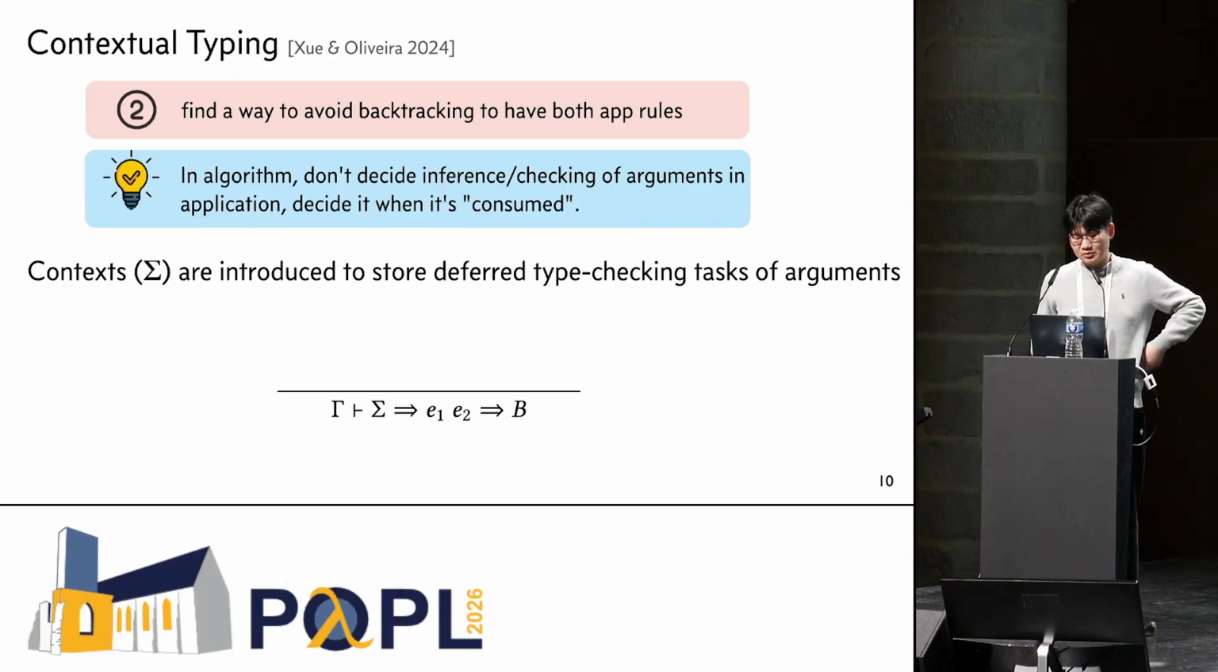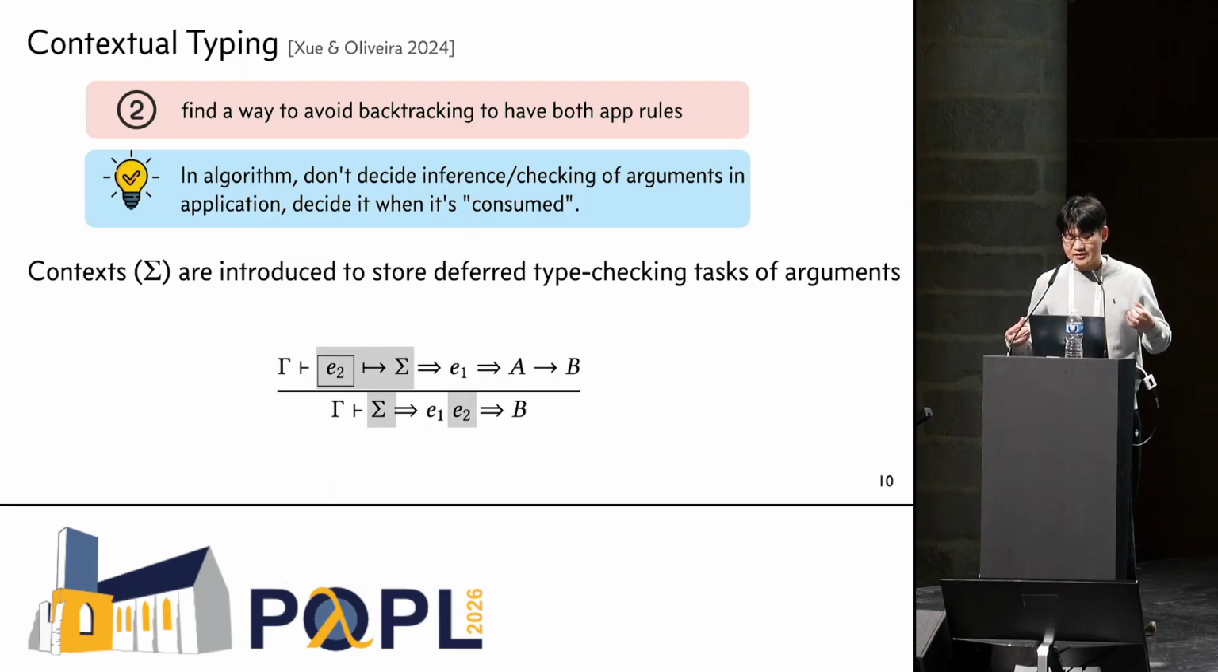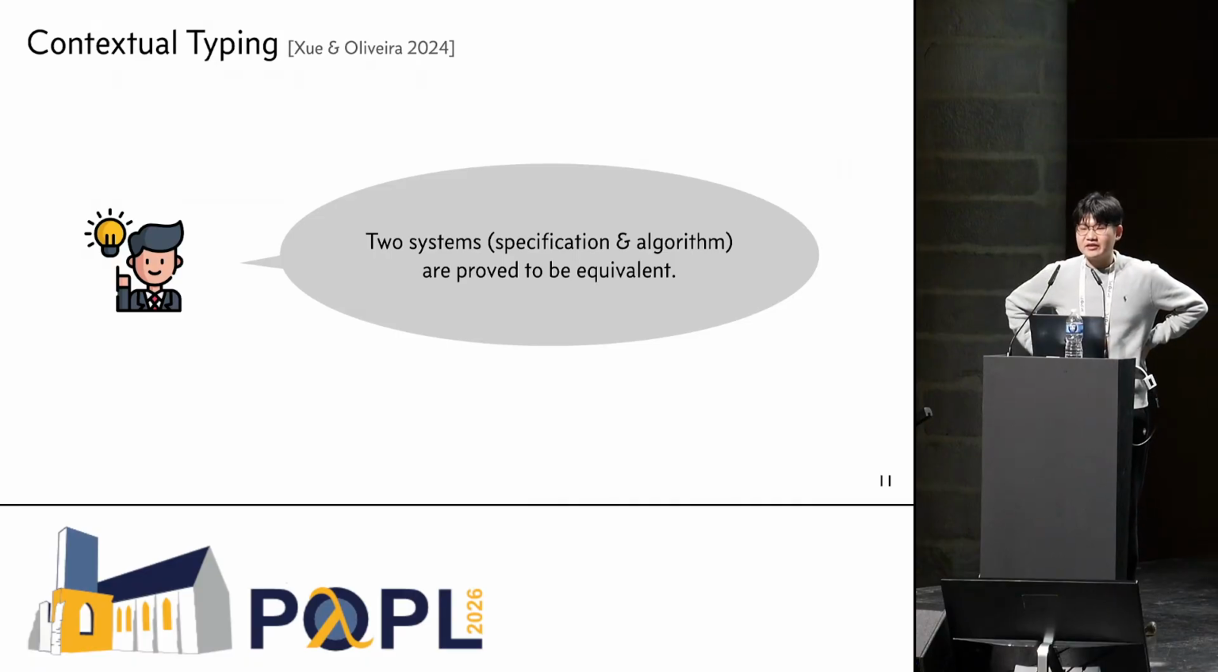Here's the rule for the function application. You can see we have the context. We wish to infer a function application E1 applied to E2. We do nothing about the argument, but only prepend this argument to the context for E1. So E1 is aware of more context, and will analyze this information later. In the end, the two systems are proved to be equivalent: the specification using the masks, the algorithm using the contexts.